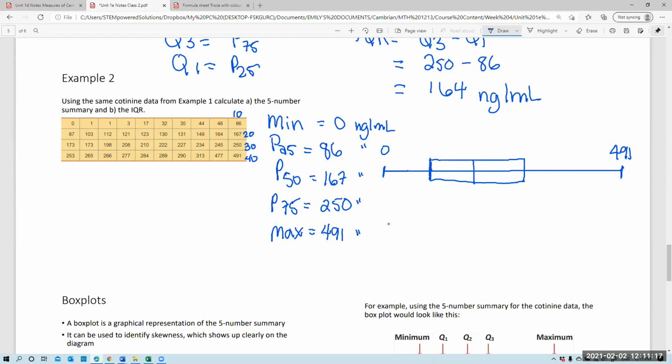Q2 is represented right here. So this would be 167, which is Q2. Q3 would be represented right here, which is 250. And then we would have our, or no, that's not Q2. That would be Q1, pardon me. Q1, which is 86. Q2, which is 167. Q3, which is 250. And so you can kind of tell that the data is skewed.